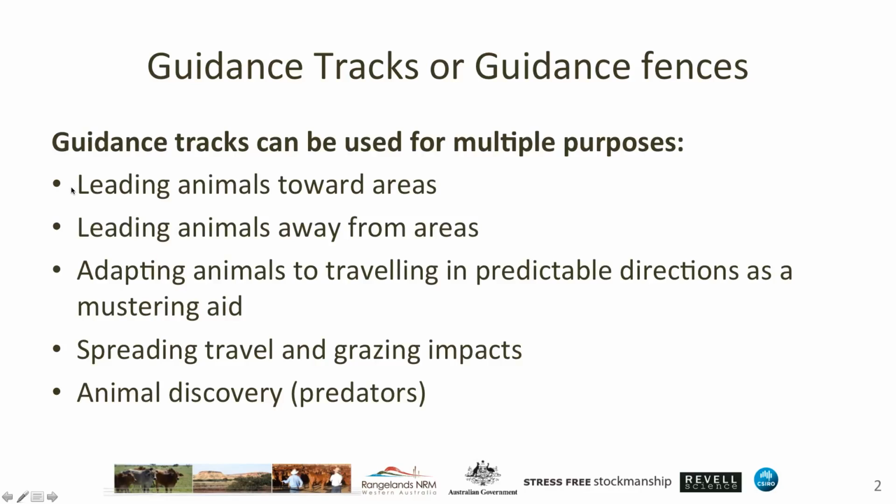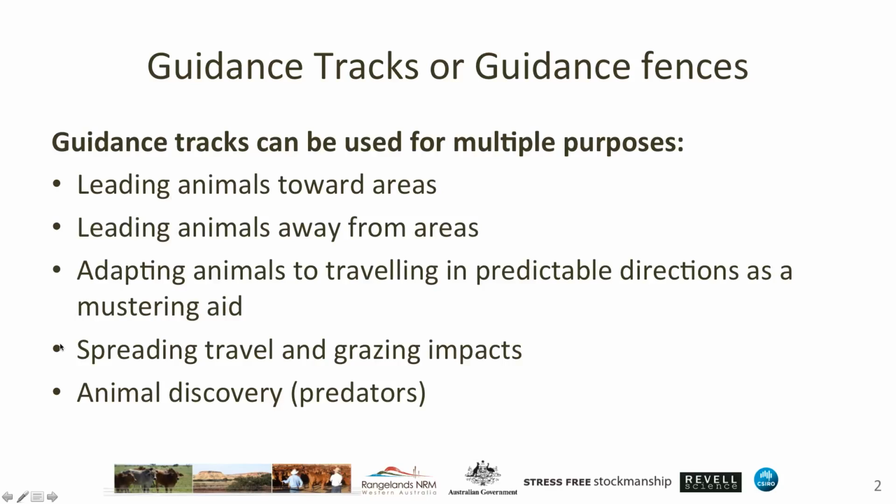We can lead animals to areas or indeed away from areas. When animals have become familiar with using guidance tracks or walking along a guidance fence, then it creates some applications that could be very useful. For example, adapting animals to travelling in a predictable direction as part of the mustering process. For example, you may trigger the movement, but when animals are taken to a guidance track or to a guidance fence, they are likely to continue moving along those.